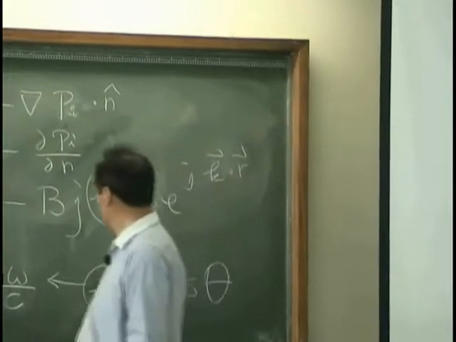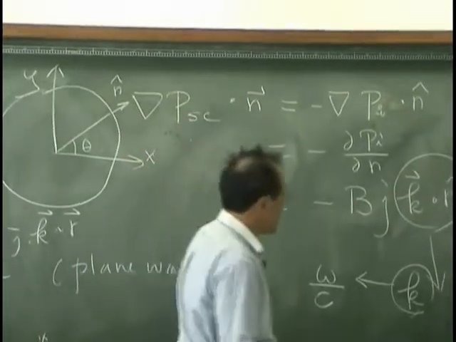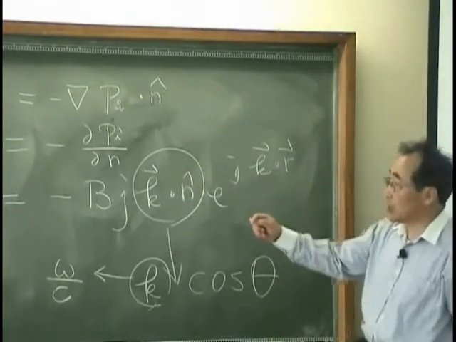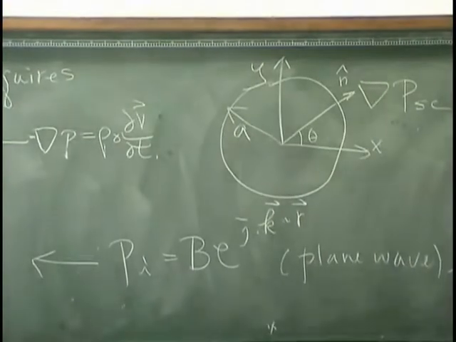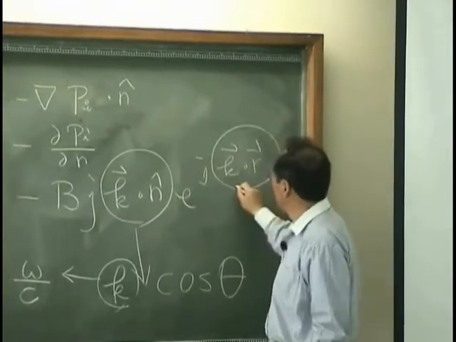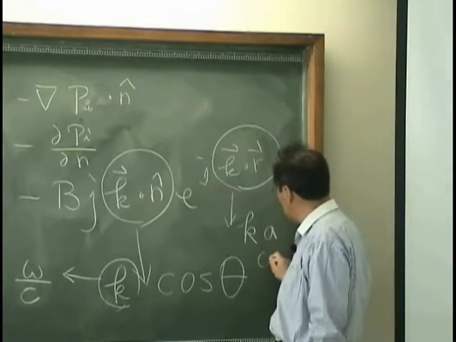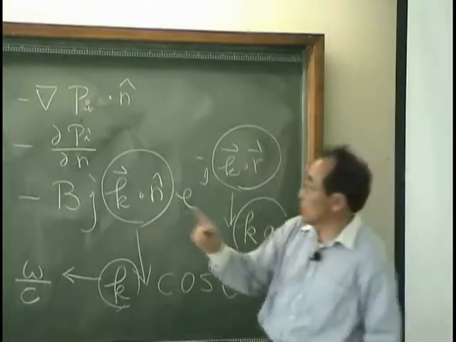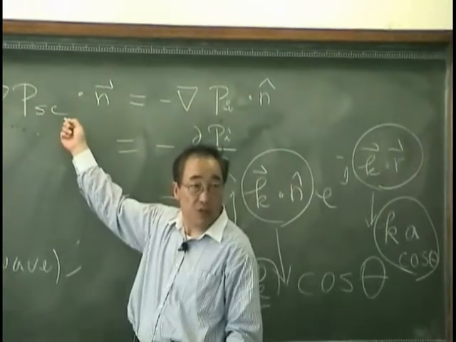Now, this one has to be the same as this one. And it is interesting that if the scatterer is a sphere whose radius is a, then this term would be ka in the normal direction, cosine theta. So the velocity is related with this term. This is related with the velocity, right?